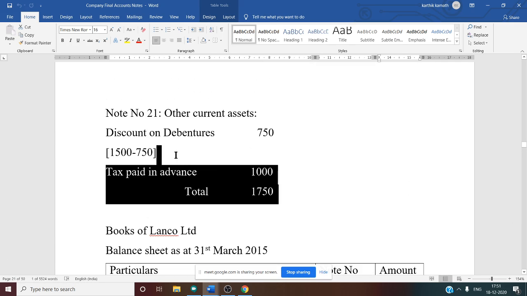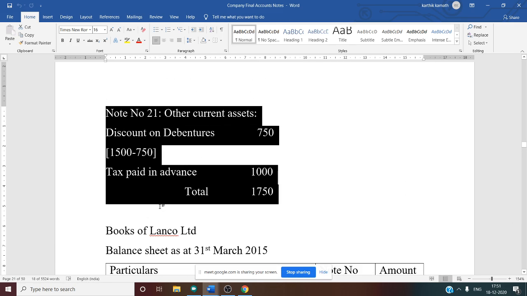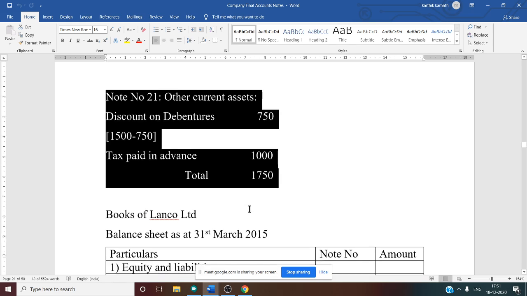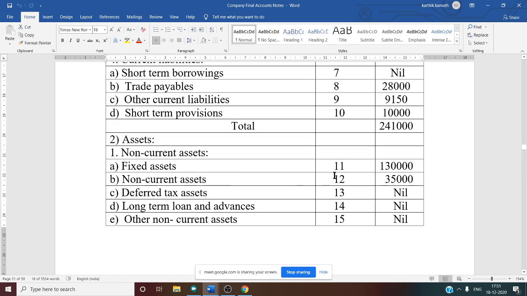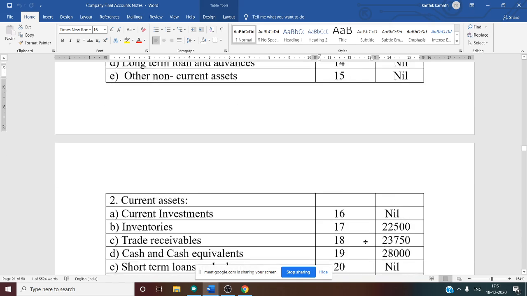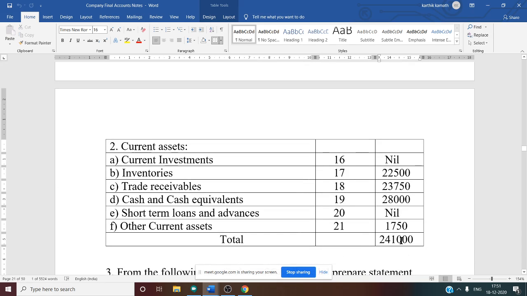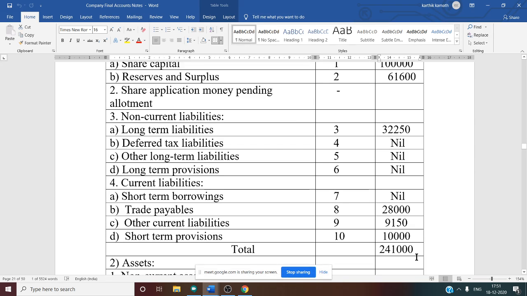What and all other current asset. Lastly we are going to see this. See this one. Discount on debenture is there. Tax paid in advance. Add both, final total we are going to write. Now we have to add the total, that is from 11 to 21 we have to make the total now. From 11 to 21 add all this information, you will get the total, that is 2,41,000. This 2,41,000 should be equal to this total liability total. Then this sum is over. I hope you understood.